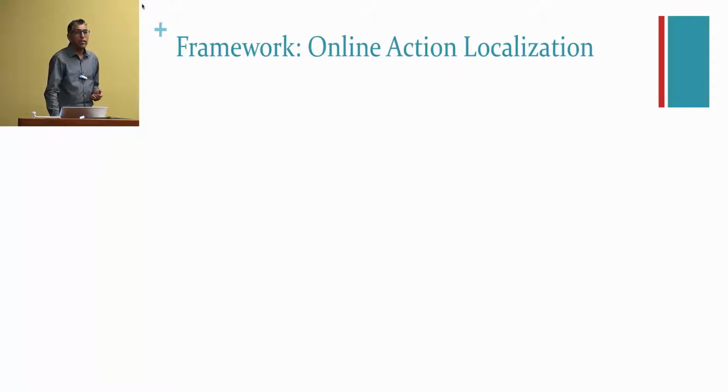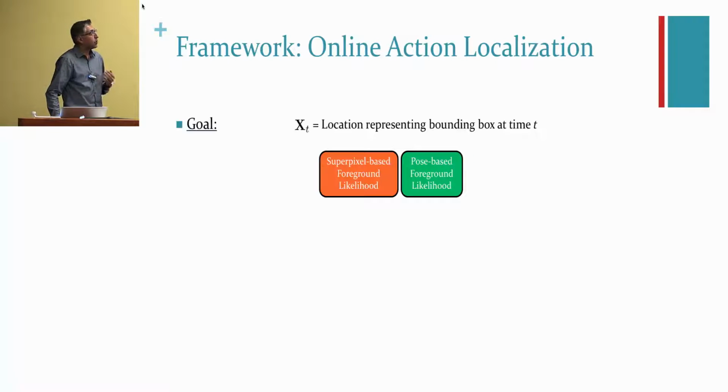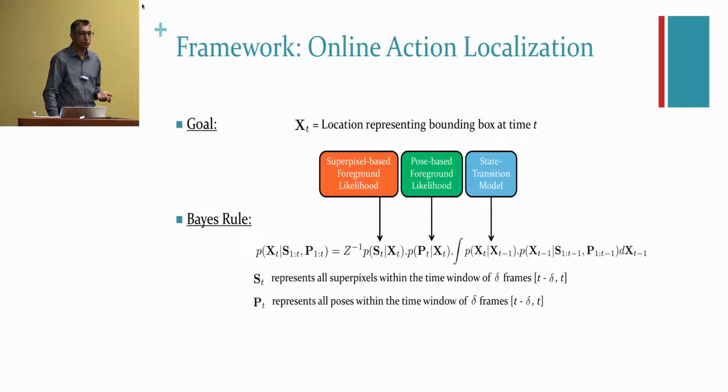The framework of our online action localization method is based on 3 components. First, we want to generate a foreground likelihood based on superpixels. Our second component uses poses, and combined, our goal is to locate where the action is at the Tth frame, which is represented by a bounding box x_t. Now, because it's a video, you have to localize frame to frame. We use a state transition model, and together we combine these 3 components in a Bayes rule formulation such as shown over here. Here we're trying to estimate the probability of an actor by a bounding box given all the superpixels s_t and poses p_t.